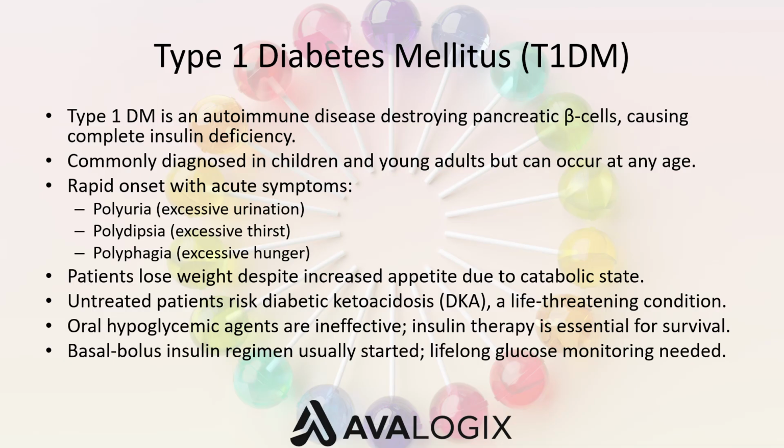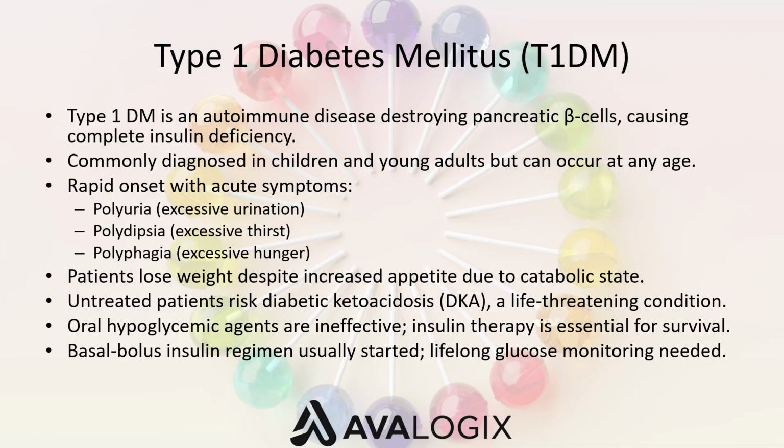Patients often come in with the classic triad: polyuria, excessive urination; polydipsia, excessive thirst; polyphagia, excessive hunger. Despite increased eating, patients lose weight due to the catabolic state. If untreated, patients can develop diabetic ketoacidosis, DKA, a life-threatening emergency where the body breaks down fat, leading to a buildup of acids called ketones.